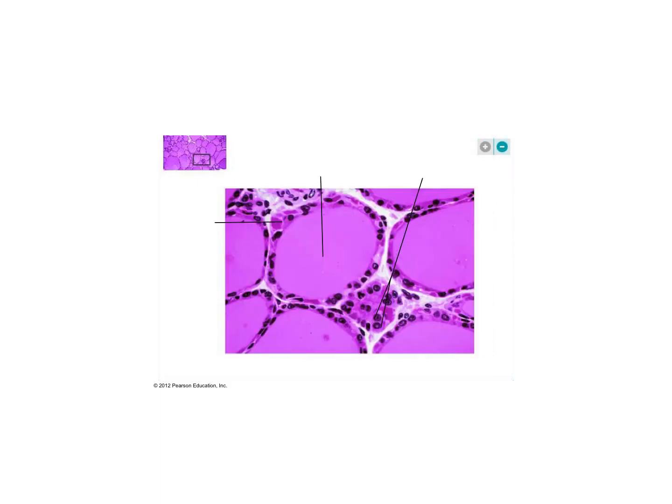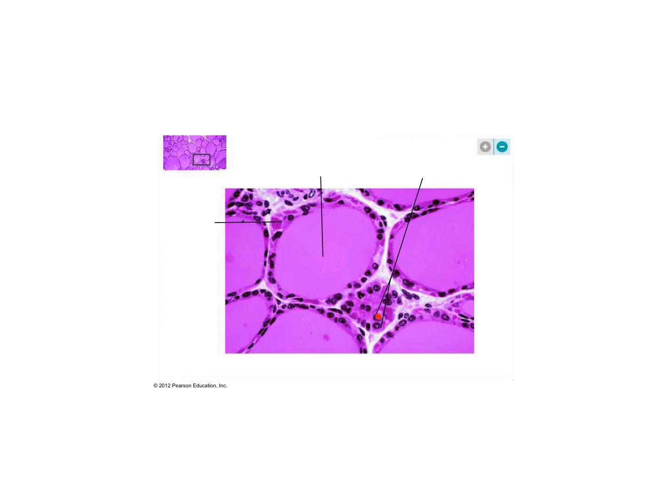All right, this is a closer picture of one of the follicles. Now we can see the follicular cells a little better. They are a simple cuboidal epithelium as we go all the way around. Those are the follicular cells. Again, in the center, this is the colloid, the storage form of T3 and T4.